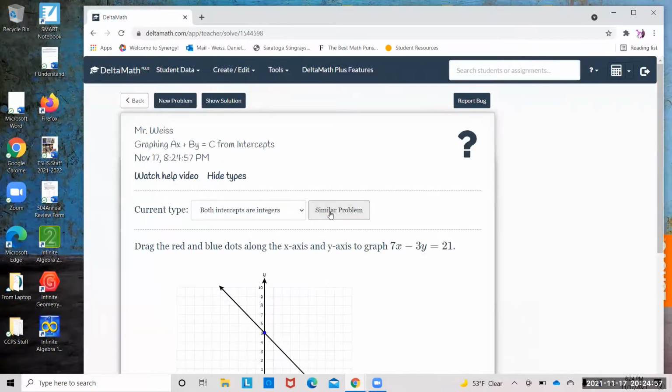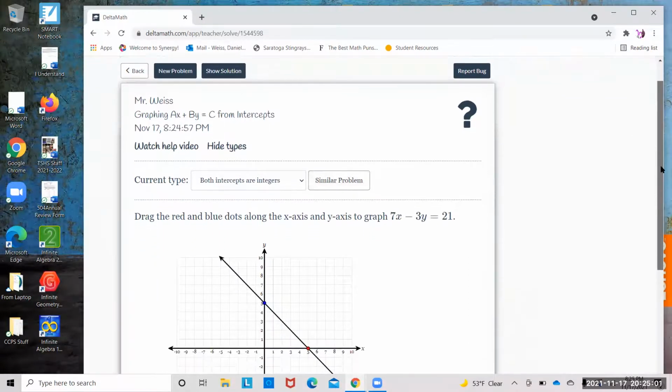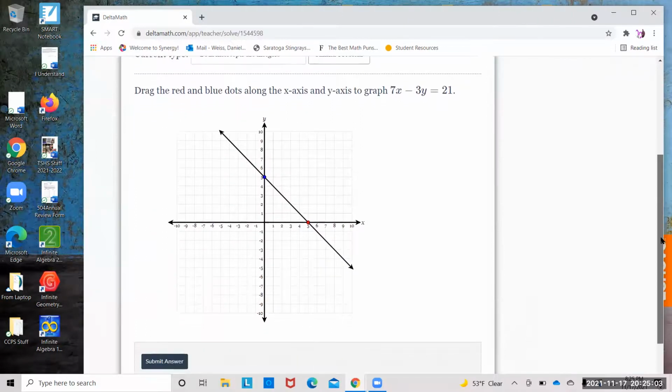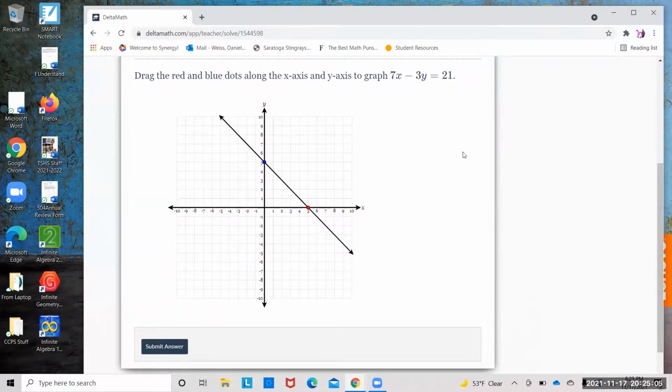Okay. Let's do one more. Here we go. All right. 7x minus 3y equals 21. If I make x 0, I'm left with negative 3y equals 21. Divide by negative 3, y equals negative 7. So I take this guy and move him all the way down to negative 7.